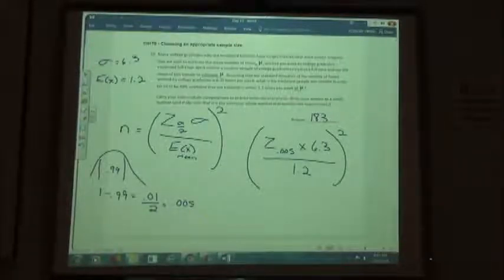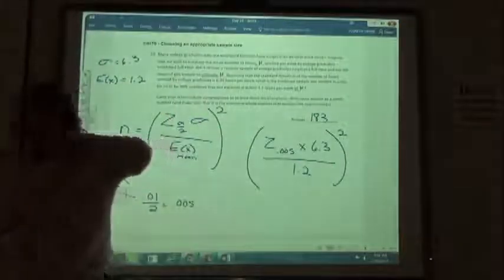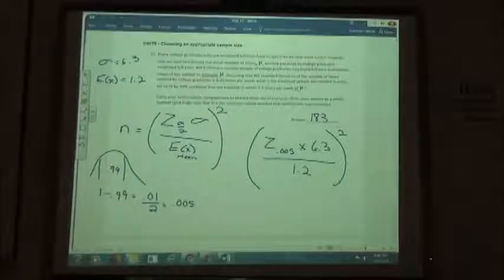So 183, we're rounding that off to 183. So that means if I were going to do this, I would want to survey at least 183 people. That's the minimum I'd want to survey.